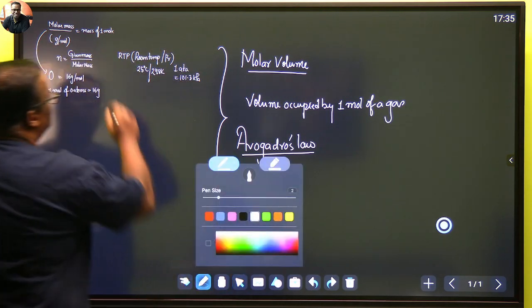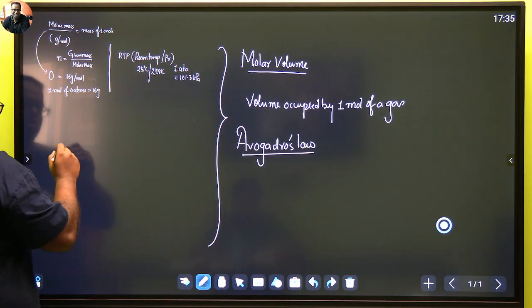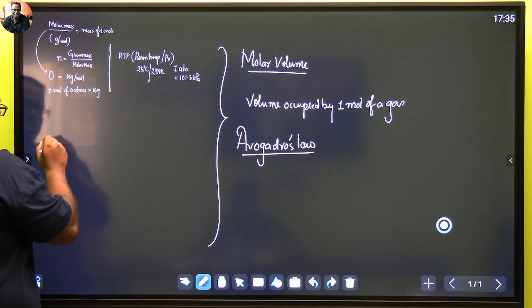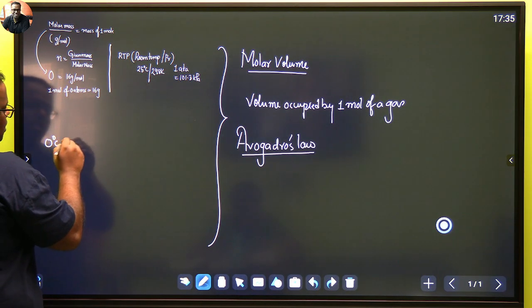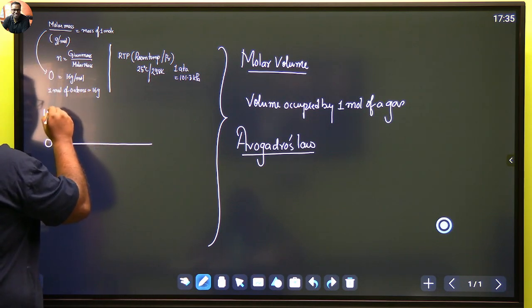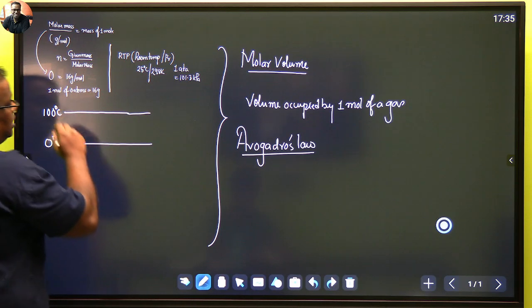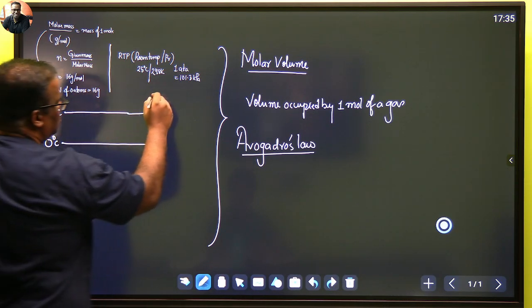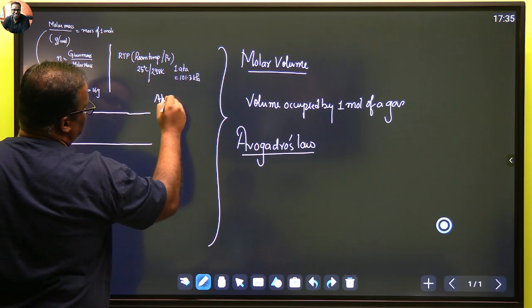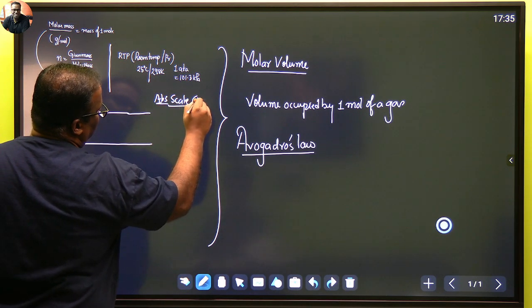Okay, let's understand a little where this comes from. Right. So let's say this is 0 degrees centigrade, which is the freezing point of water. This is 100 degrees centigrade, which is the boiling point of water. Now this is in degrees Celsius. This is known as the absolute temperature scale, absolute scale. And in SI units we use Kelvin.